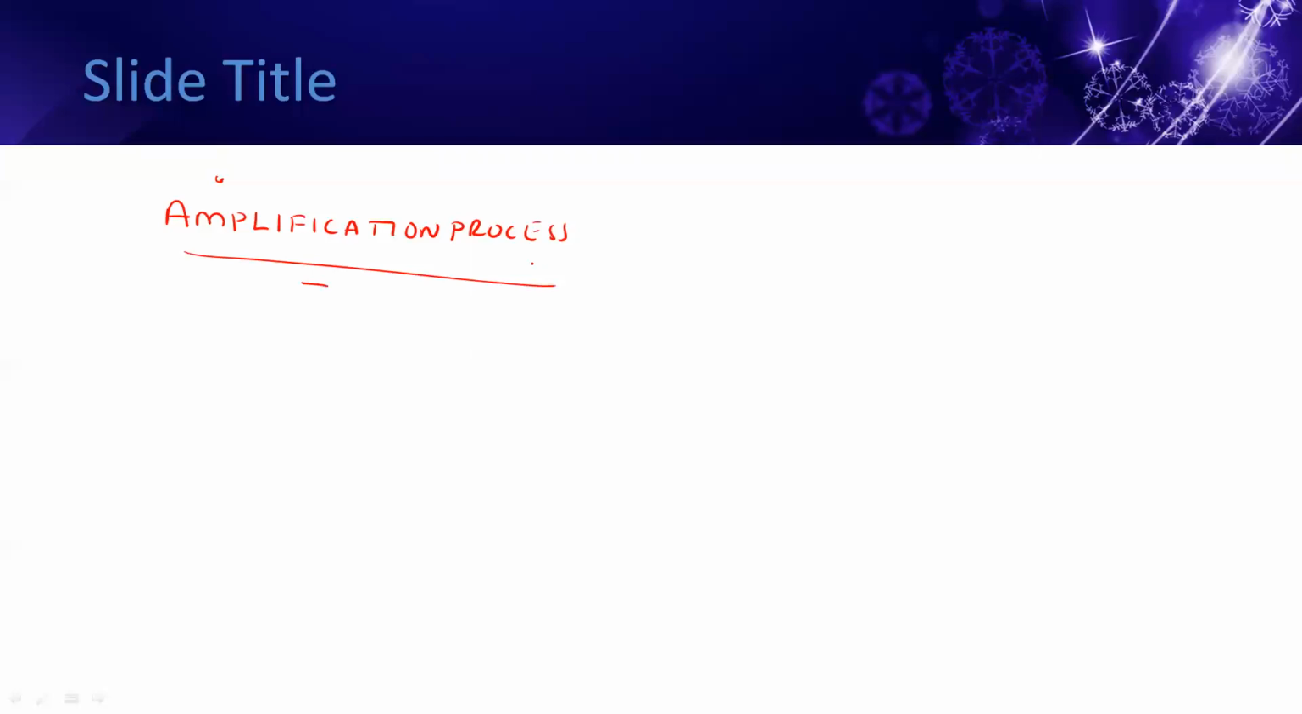So the amplification process involved in this traveling wave tube. When electrons enter the helix, they initially acquire zero field, and these electrons are entering the helix traveling wave tube.